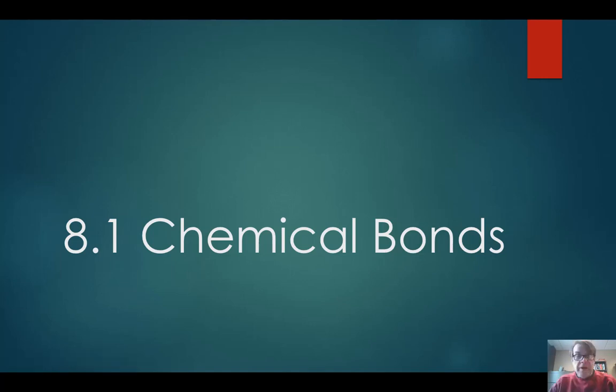Hi, this is a video introducing a chapter. I'm following Chemistry: The Central Science, chapter 8 on chemical bonds. And this first video is just an introduction to the chapter and basically gives some definitions of the basic chemical bonds, introduces Lewis dot structures and the octet rule. So let's get to it.